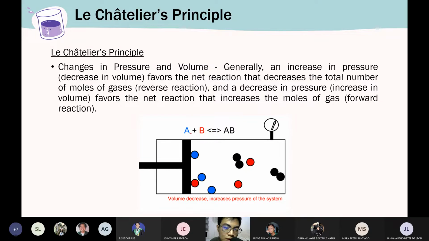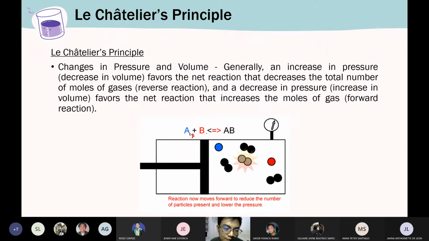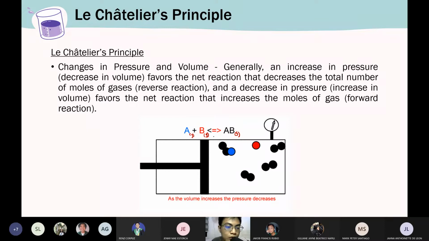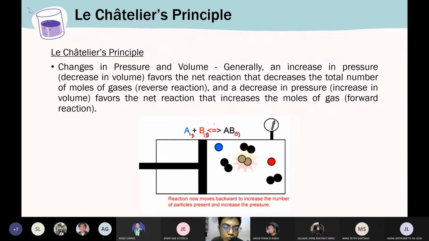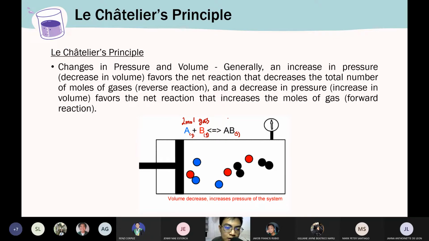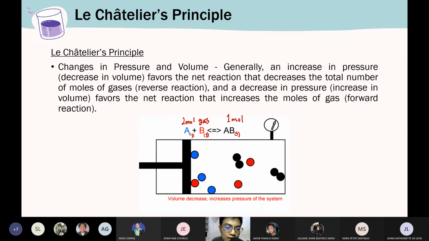Suppose these are all in the gaseous phase. They're all gases: this one is gas, this one is gas, this one is gas. What you'll do is count the moles of gases on the reactant and product sides. In the reactant, I have 2 moles of gases. In the product, I have 1 mole of gas.